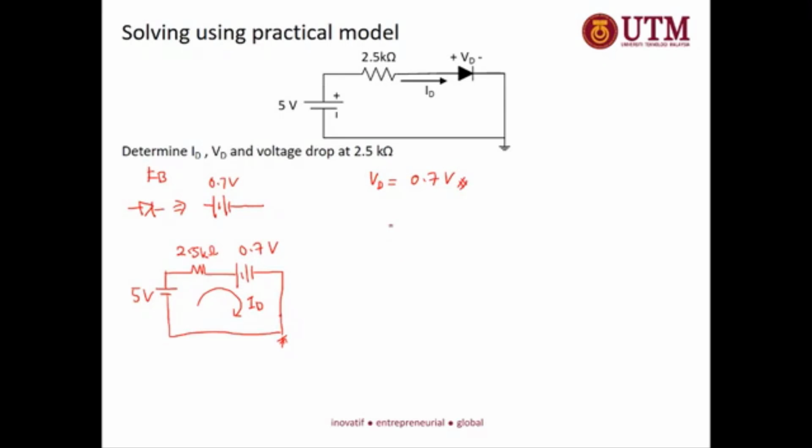Okay. In order to get the ID, you need to use the KVL. The KVL is minus 5 plus ID times 2.5K plus 0.7 equal to 0. So the ID is equal to 5 minus 0.7 over 2.5k. So the answer for this calculation, for the practical model, is 1.72 milliampere.